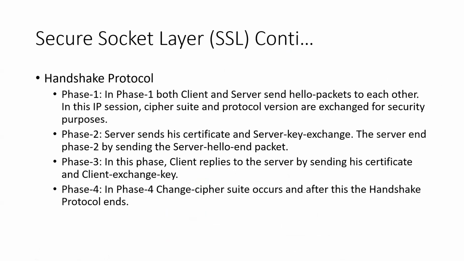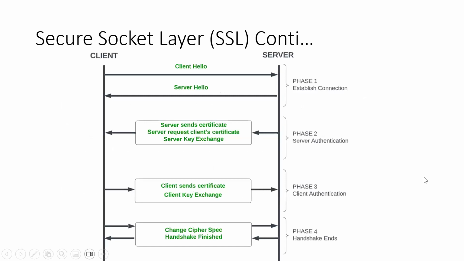The next protocol in the SSL stack is the handshake protocol. There's a diagram. From here, you can understand very easily, but I'm going to describe the phases. There are four phases. In phase 1, both client and server send hello packets to each other. In this session, cipher suite and protocol versions are exchanged for security purposes. In phase 2, the server sends its certificate and server key exchange. This is something very complicated, but just looking at this diagram, it's easy to understand.